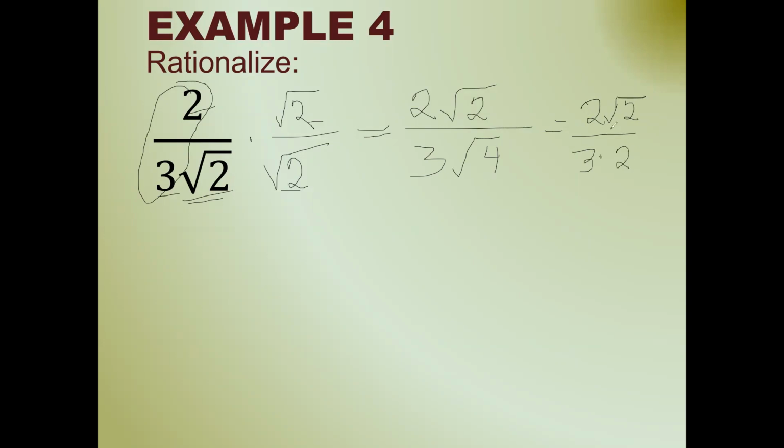So that is equals to 2 square root of 2 all over 3 times the square root of 4 is 2. Now we can cancel out the 2. So remaining sa taas is square root of 2. Tapos sa baba naman ay si 3. So the final answer would look like this one.